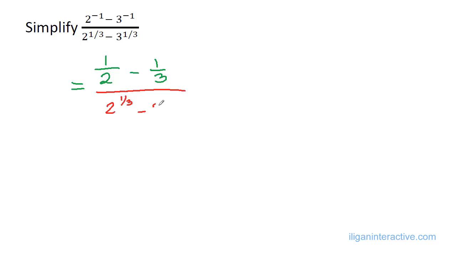minus 3 to the 1/3. And how do we simplify this? Well, let me think. Okay, the top will have no problem really. This will just become 1/2 minus 1/3. I'll take the LCD of 6, so it will become 3 over 6 minus 2 over 6, and the top, just with the numerator, we don't have a problem with that, will simply become 1/6.